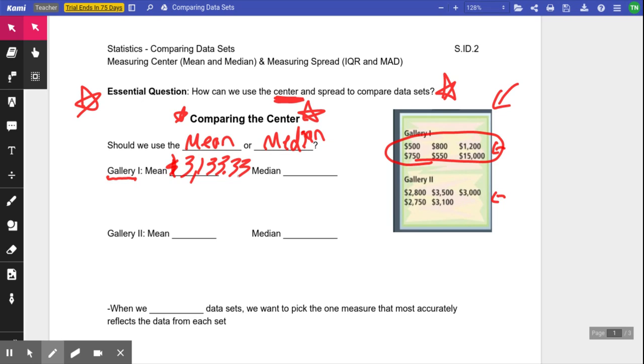Now the median is when I line them up from left to right, from smallest to biggest, and I cross out the smallest and biggest pair until I get to the middle, right?